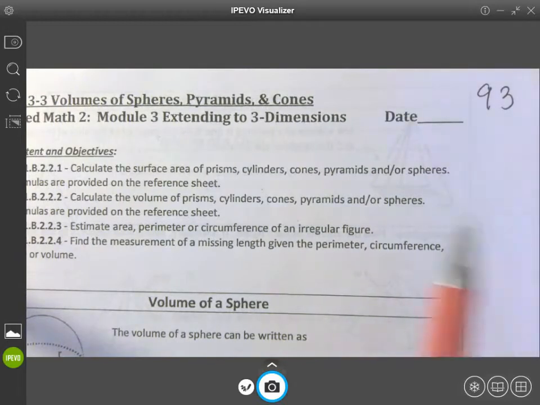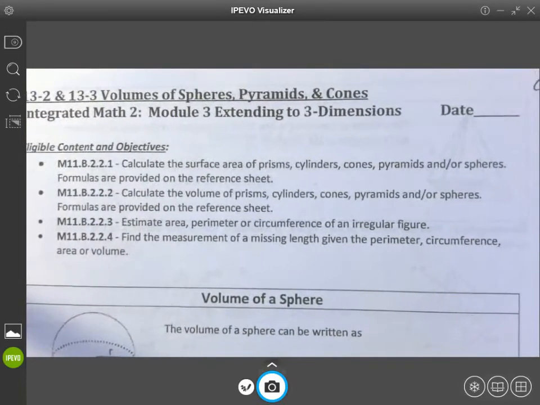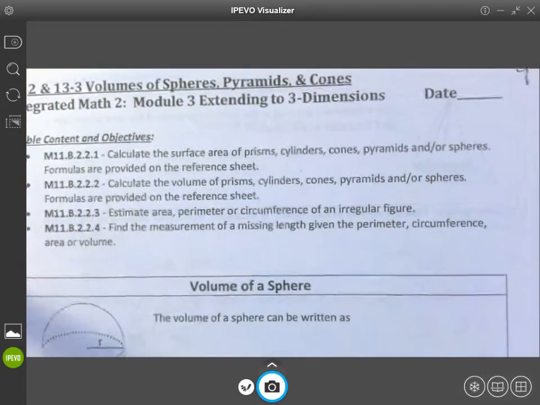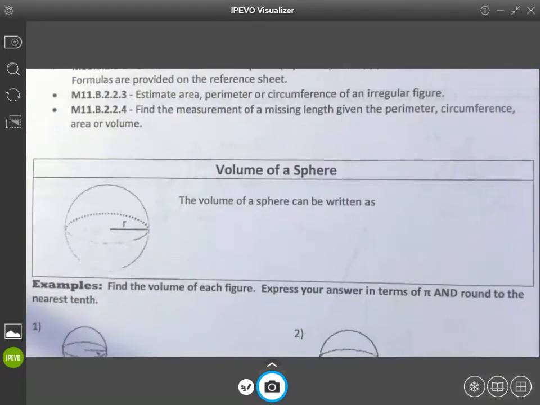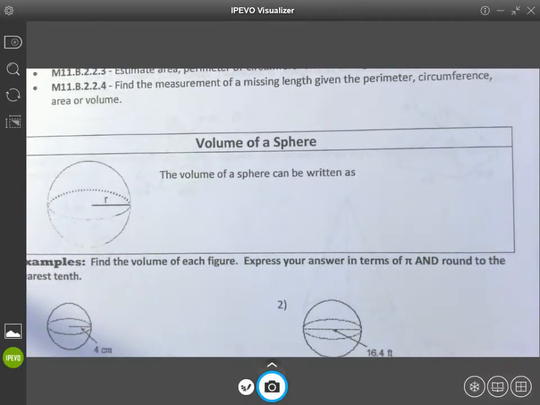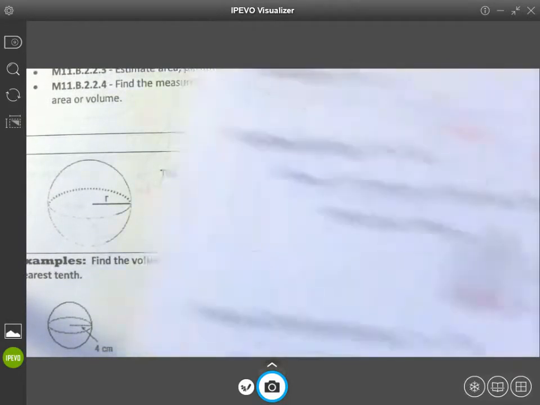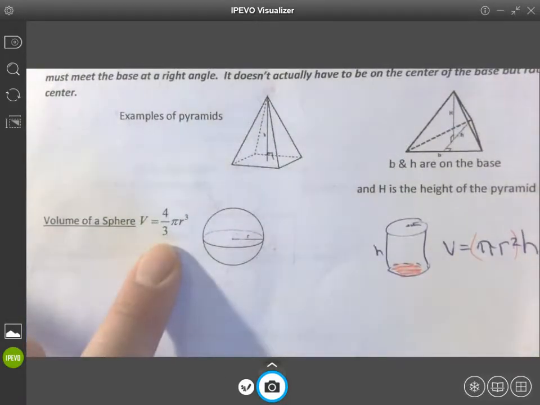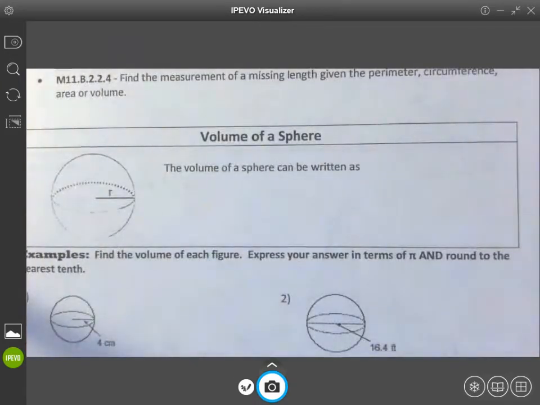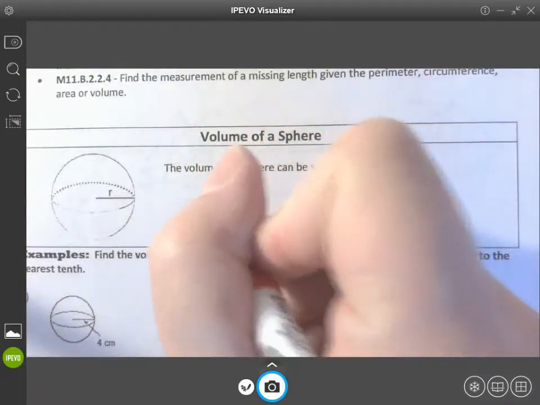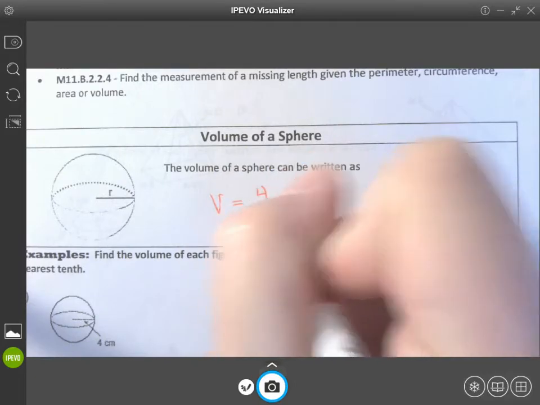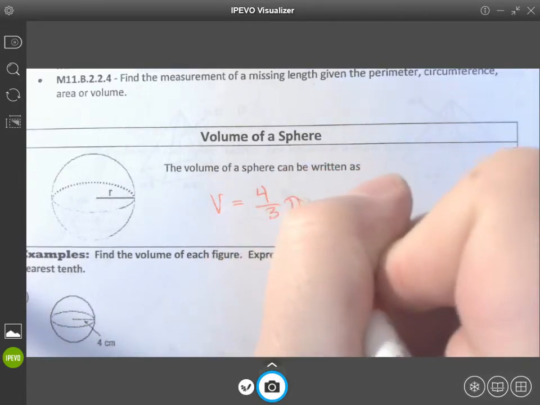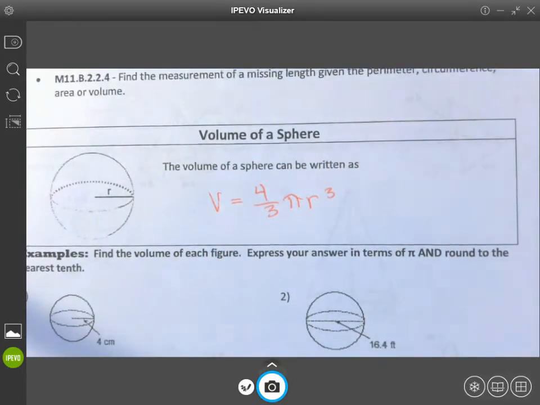All right. We are looking at 93, and we're talking about spheres, pyramids, and cones. This isn't going to be any different. We have our formula, so it's going to be helpful. So volume of a sphere, you have your formula on your volume sheet, which is right here. I don't expect you to know it, but I expect you to be able to use it. So volume of a sphere is 4/3 pi, but it's r to the third. So pay attention to that.